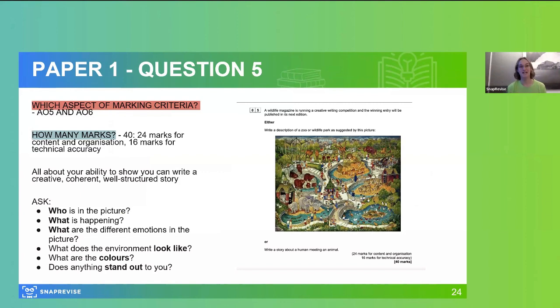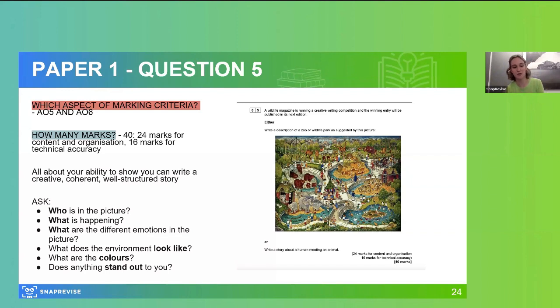So this is the big one. And again, this is section B of your paper. So this is all about AO5 and AO6, which is what you write and how you write. So it's worth 40 marks. So it is a big one. 24 of those marks are allocated to content and organization, and 16 marks are allocated for technical accuracy.